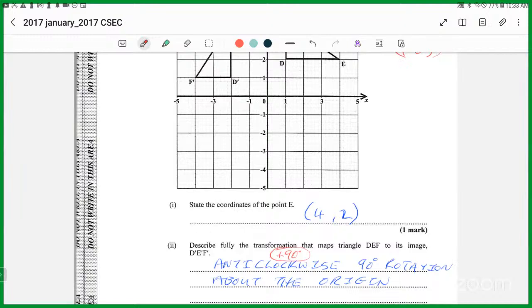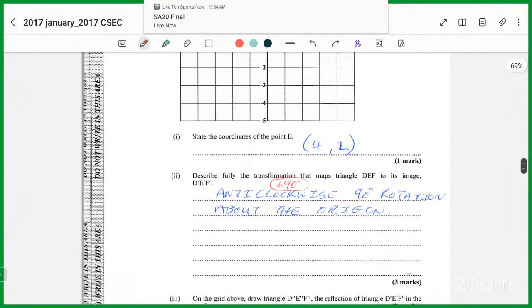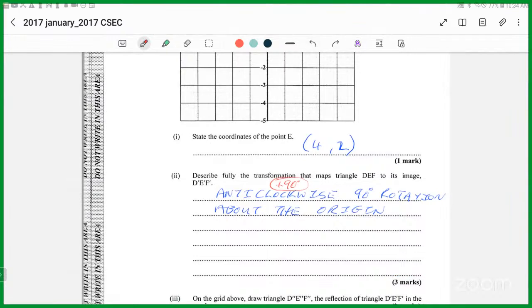And note in this description, I've given 3 components of rotation. I have to give the name, and the rotation has 3 components: angle, direction, and the center. If you leave off any one of those, you're going to lose the marks. The thing that people leave off the most is to say that it is about the origin. Try getting into the habit of always ensuring that you state the center of a rotation. But that is the description right there. See, 3 marks for it, 1 for each component, basically.